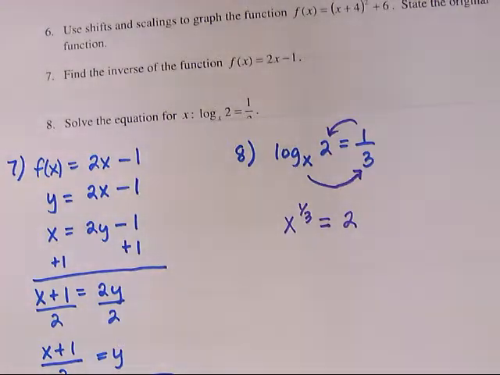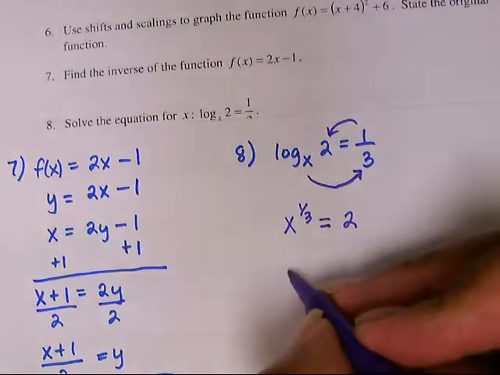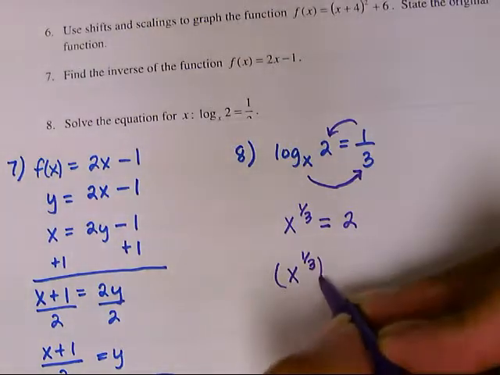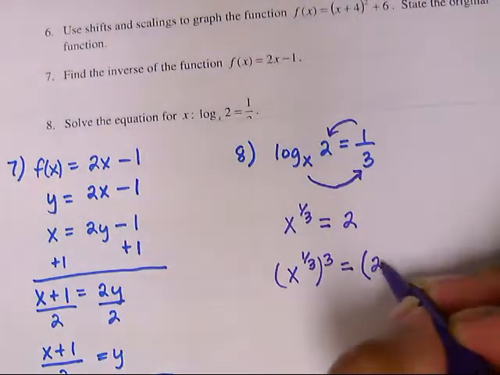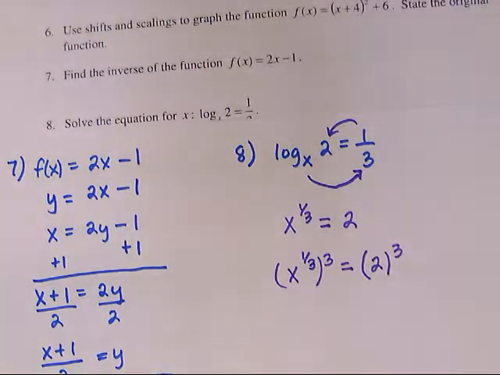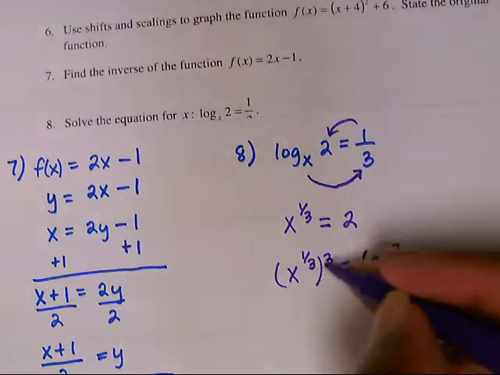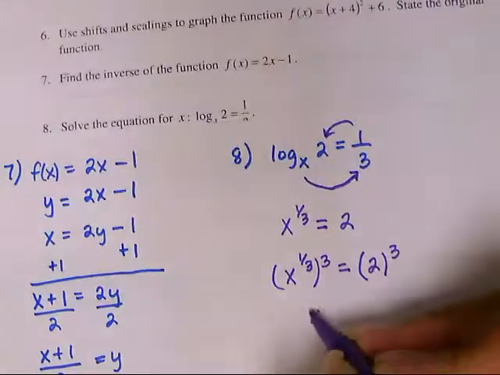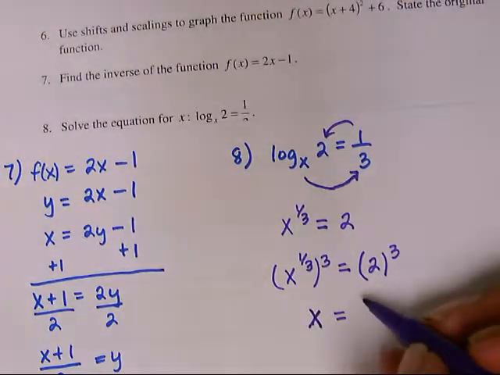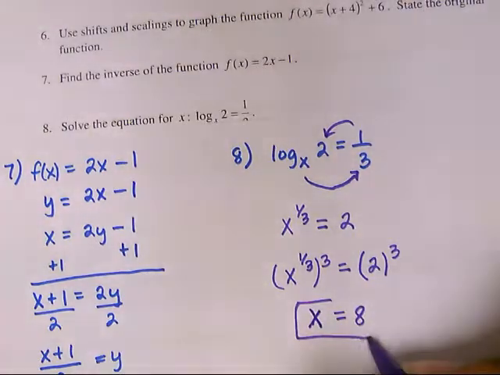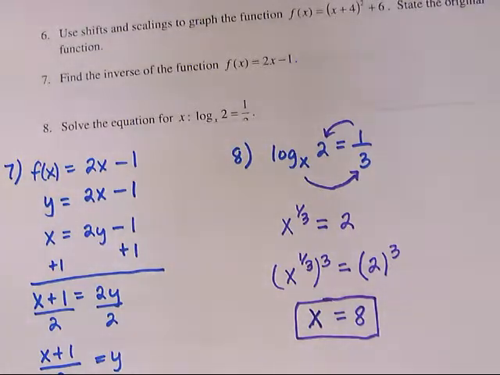And now to solve for x, which is being raised to the 1/3, what I need to do is take the reciprocal of 1/3, which is going to be 3. So I'm going to cube both sides, to the power of 3. Here 1/3 times 3 will be 1, so that's going to be x equal to 2 to the 3rd, which is 8. So log to the base x of 2 equaling 1/3 will give me the answer of x is equal to 8.